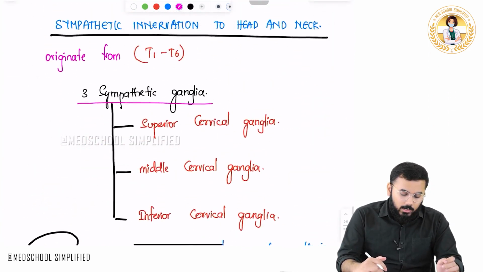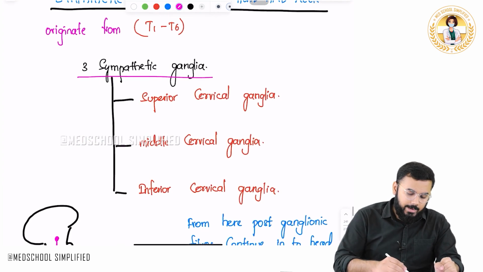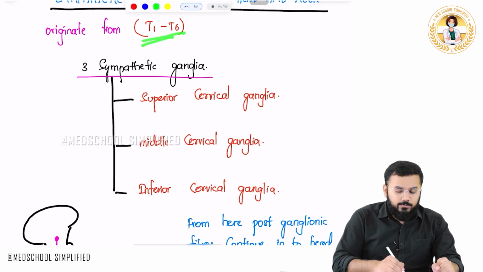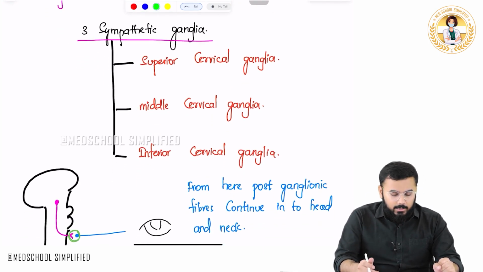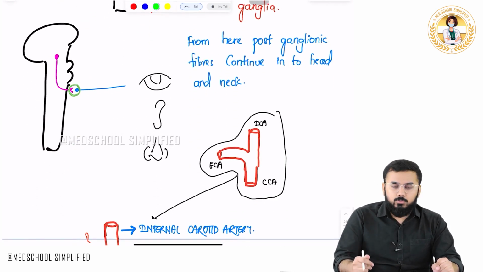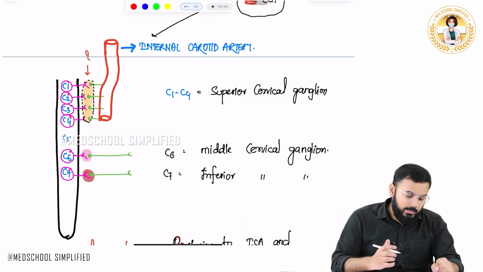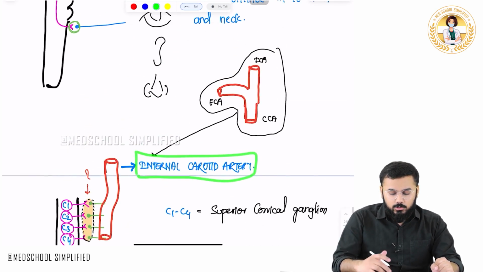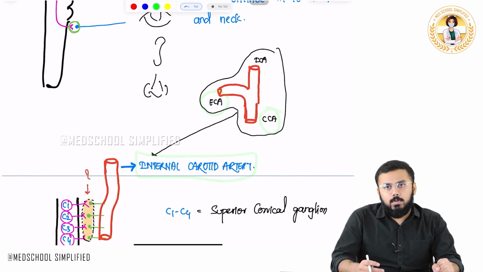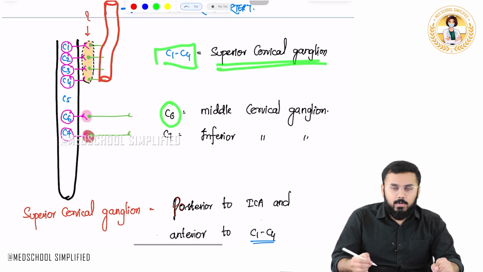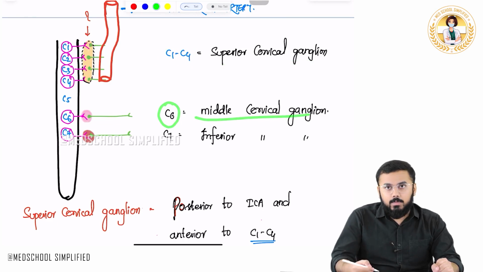So, let us discuss the sympathetic innervation to the head and neck. When it comes to the sympathetic innervation to the head and the neck, it basically originates from T1 to T6. Next, there are three sympathetic ganglia: the superior cervical ganglion, middle cervical and inferior cervical ganglion. The superior cervical ganglion is not only related with the internal carotid artery, but also with the common carotid as well as the external carotid artery. Next important thing: C1 to C4 is the level of the superior cervical ganglion, C6 is the level of the middle cervical ganglion, C7 is the level of the inferior cervical ganglion.